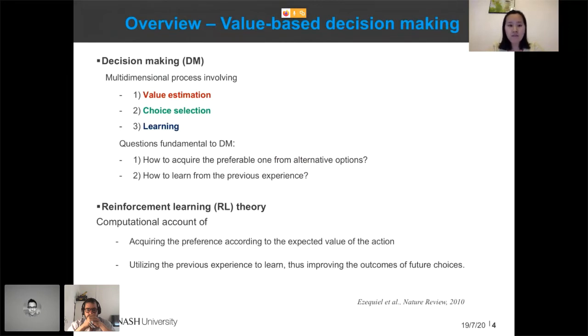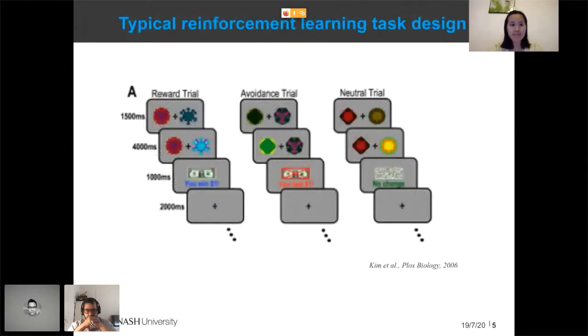The fundamental question in decision-making is how to acquire the preferable one from alternative options, and second, how to learn from previous experience. Reinforcement learning theory is a computational account of the decision-making process. According to reinforcement learning, the preference is acquired according to the expected value of action, and previous experience is utilized to learn, thus improving the outcome of future choices.